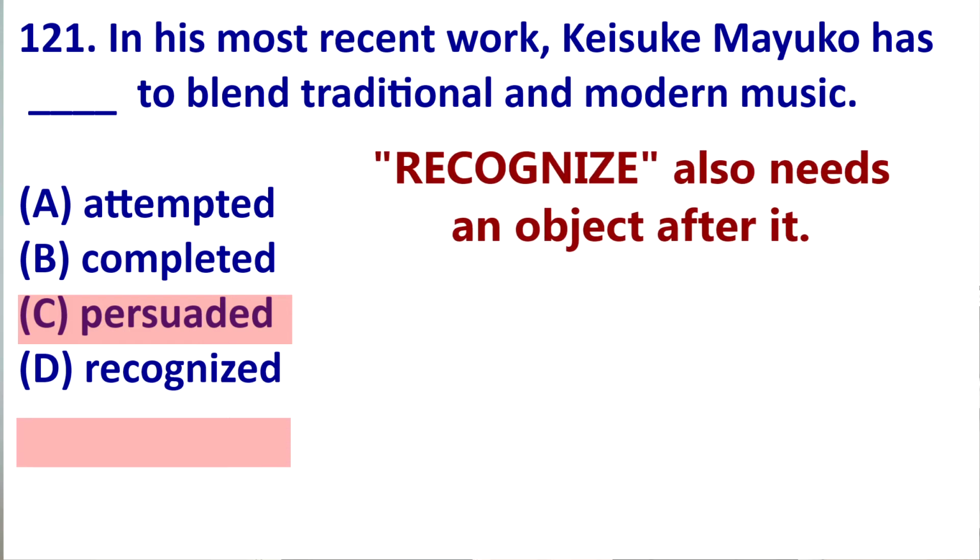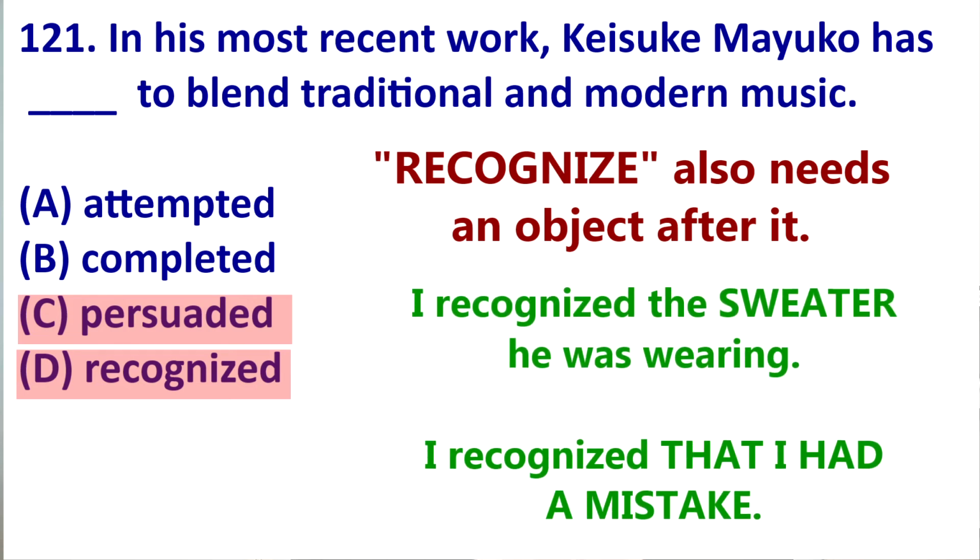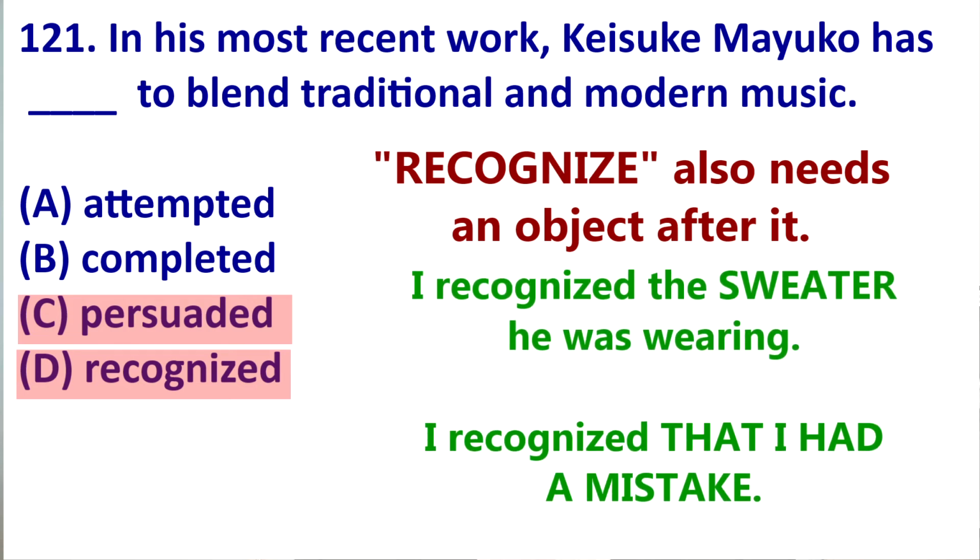Now, recognize is another word that needs an object after it. So we can also eliminate recognized, which is D. For example, I recognized the sweater he was wearing. So I had seen that sweater before. Or I recognized that I had a mistake. However, you don't say I recognize to verb. You need an object after recognize. So D is not the answer.